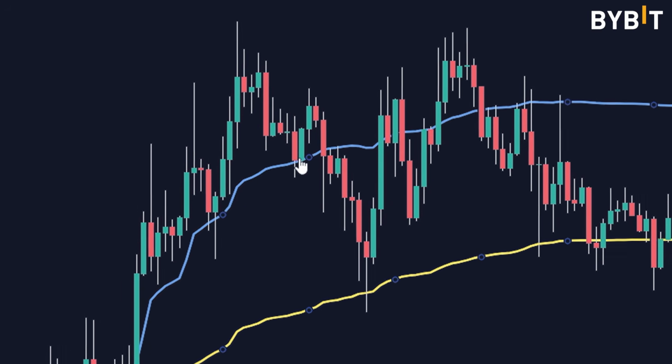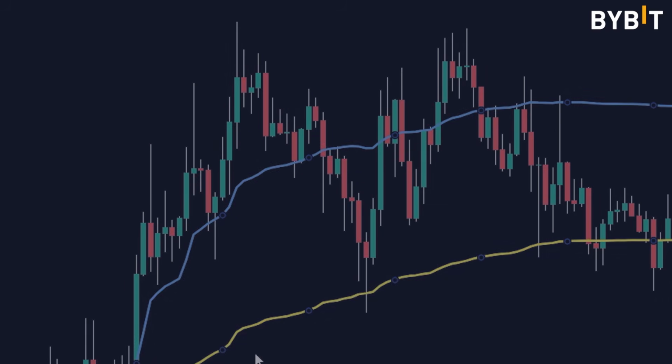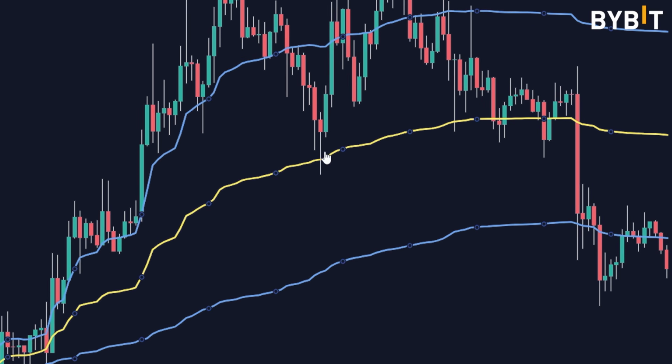And when the rally's over, you'll notice that it begins to push through that upper band. Which then leads us to the third thing. The VWAP line, the yellow line in this instance, is that fair price. And so this is where the institutions like to transact. And any significant deviation from this yellow line is going to act like a magnet and draw prices back towards that yellow line.